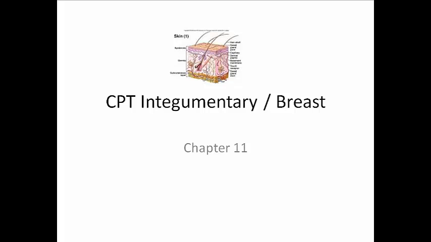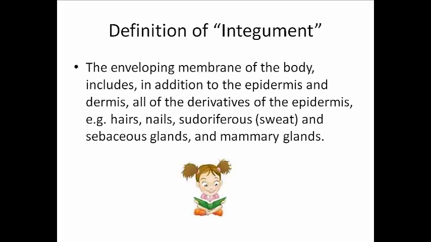Okay, we're going to go through the CPT, integumentary, and breast section. So here's just a real quick definition of integument. The membrane of the body, it includes, in addition to the epidermis and dermis, all your hair, nails, your sweat glands, your sebaceous glands, your mammary glands.